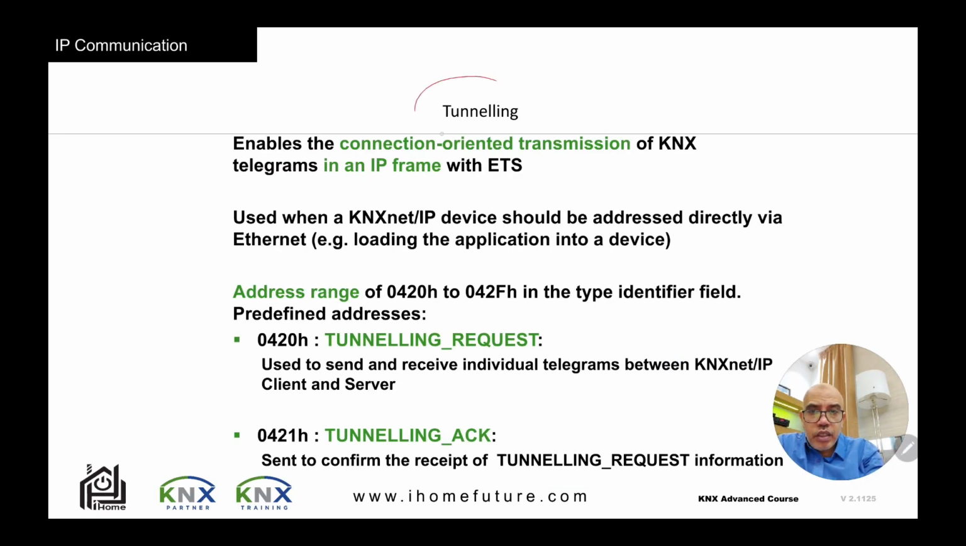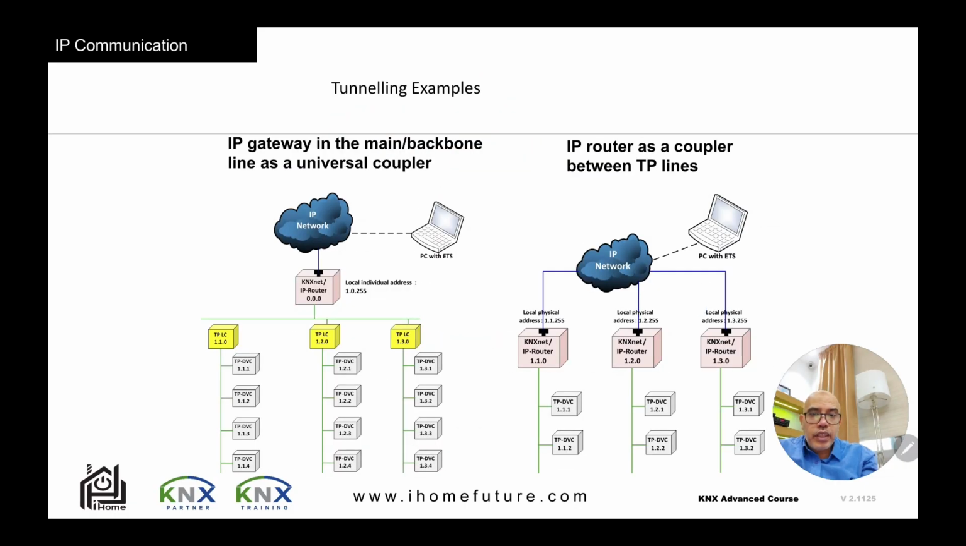Here is tunneling. Tunneling is a connection-oriented transmission of KNX telegrams in IP frames. So mostly it's used with ETS, using connection-oriented transmission. In ETS, when I'm trying to access a KNX system using an IP interface or IP router, I'm building a connection between the interface and my ETS. So it's a connection-oriented connection, and this is what we call tunneling, okay? And then we have a tunneling request and tunneling acknowledgement that will be sent via ETS in a connection-oriented protocol.